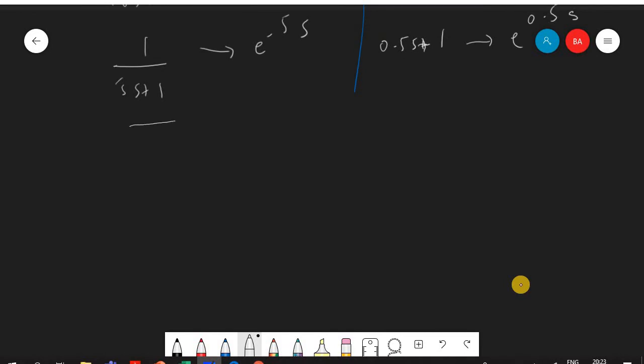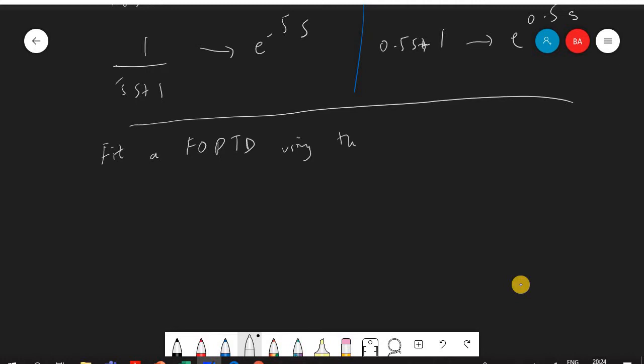So again, what did we do? We found the initial slope. We want to fit a first order plus time delay using what? Using the initial slope method.